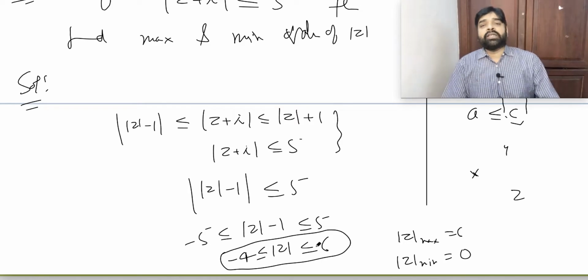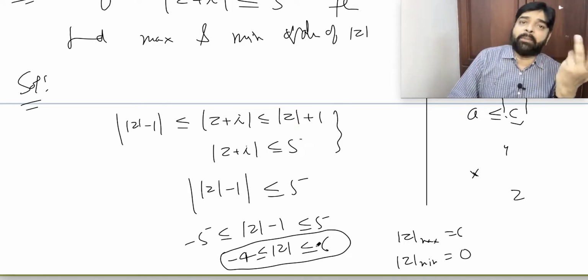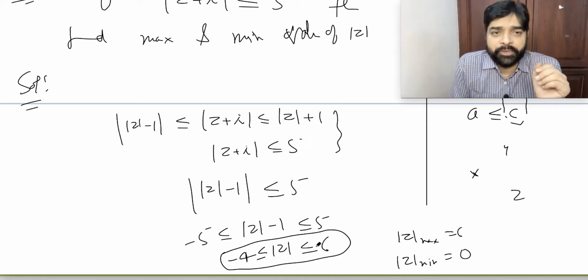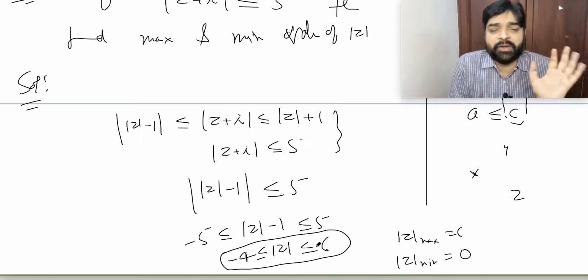This is saying mod z is less than equal to 6. So minimum till where it can go? It can go up to 0. So minimum value will be 0 and maximum value will be 6. Is this clear, or am I simply writing for all of you? Did you understand?